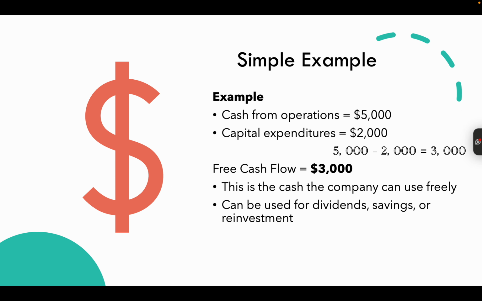Let's look at a simple example. Suppose a company generates $5,000 in cash from its operations. It then spends $2,000 on capital expenditures, such as buying equipment. If we subtract these, we get $3,000. That $3,000 is the company's free cash flow. This is the cash the company can use freely, whether for reinvestment, paying dividends, or saving for the future.